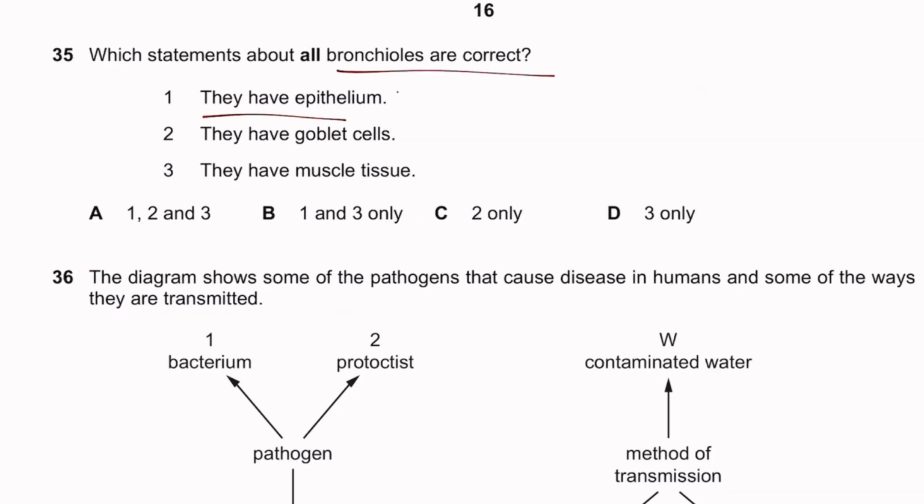Which statement about all bronchioles is correct? They have epithelium. Yes, they do. They have goblet cells. No, they don't have goblets or cilia. They have muscle tissue. Yes, smooth muscles. 1 and 3 only.